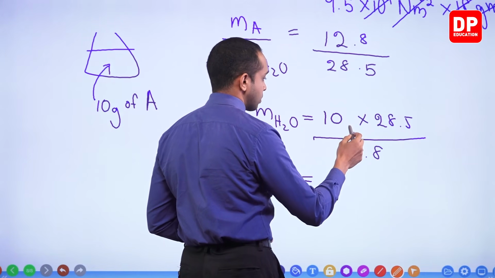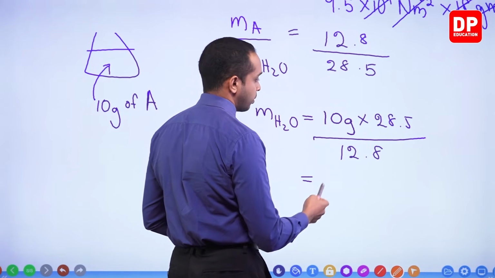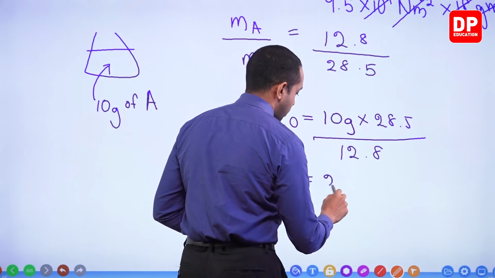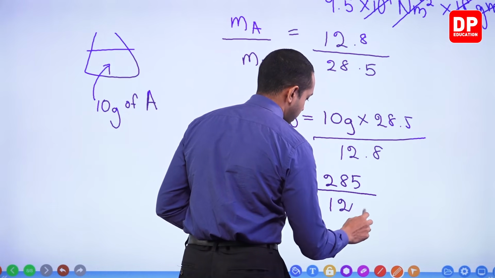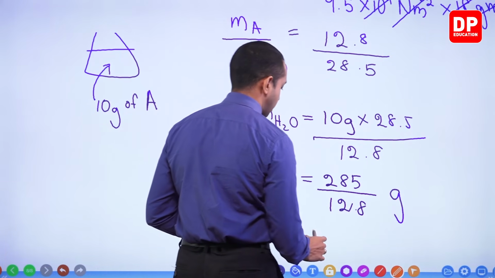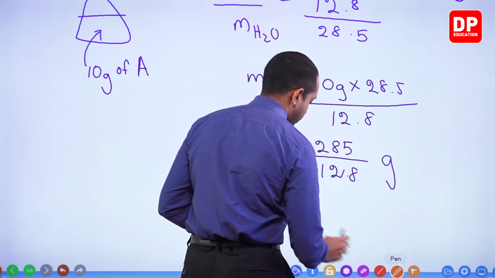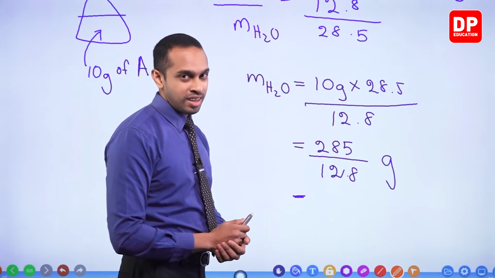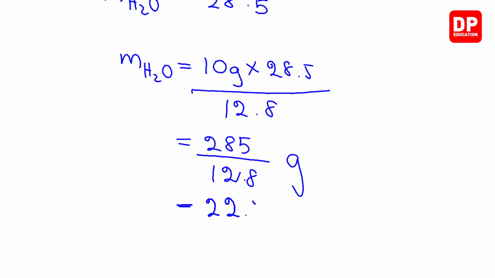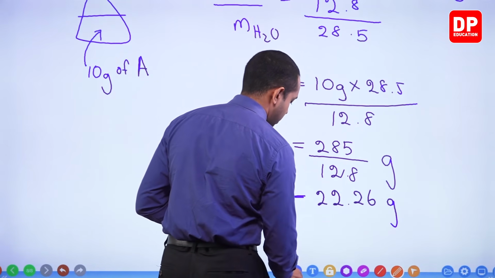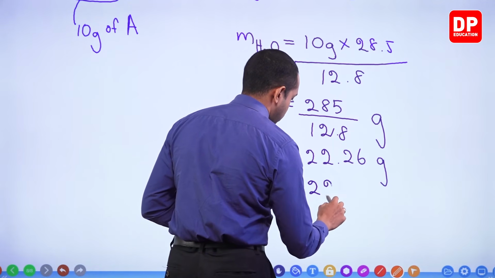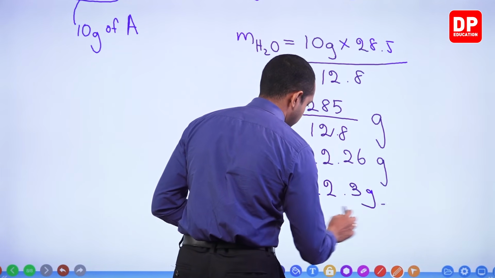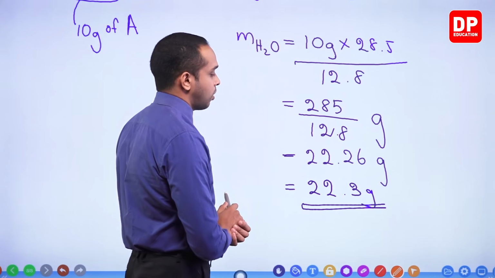Now this is coming in grams, so the final answer here will also be obtained in grams. So this becomes 285 divided by 12.8. The answer comes in grams. So students, when you carry out this calculation, you will get the answer. We get 22.26, right? This many grams will be obtained. We can round it off to 22.3 grams.